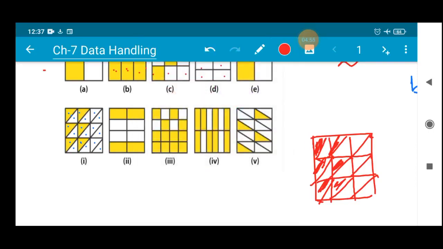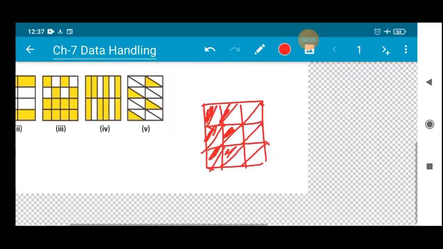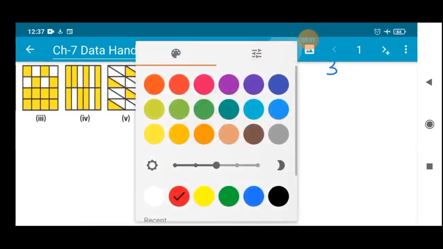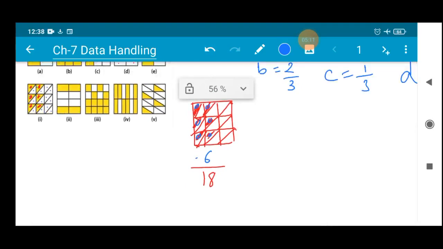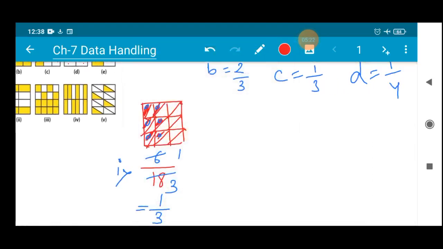1 2 3 4 5 6, that is what I did, right? Over here also 1 2 3 4 5 6, so it is written as 6 by 18. I hope you know that we can convert this into the simplest form: 6 1s are 6, 6 3s are 18, so it is representing 1 by 3. So number 1 is representing 1 by 3. Okay, let's solve the next one, number 2.